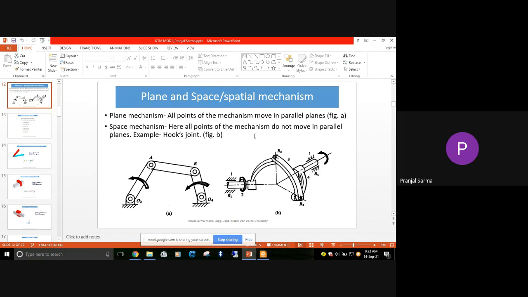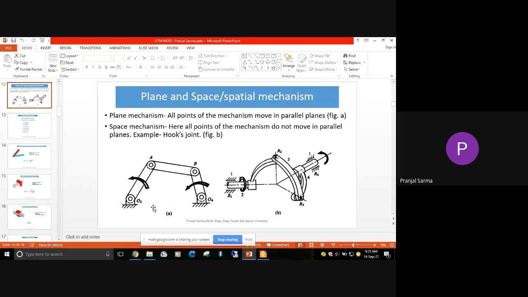So prior to that, just one concept regarding plane and space or spatial mechanism. Okay, what we understand by that, we'll just understand. So basically, in our course, for analysis purposes, we'll be mostly dealing with planar mechanisms. So plane or planar mechanism, it's just that basically what happens. Let's consider this particular one.